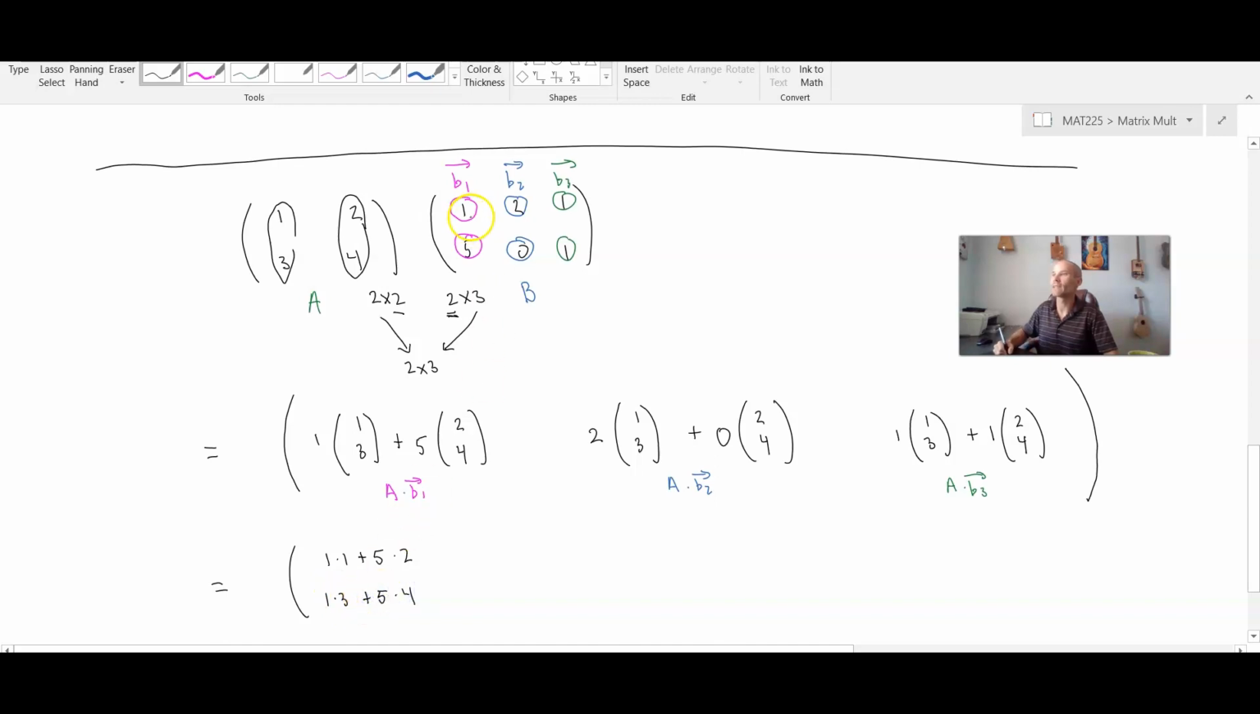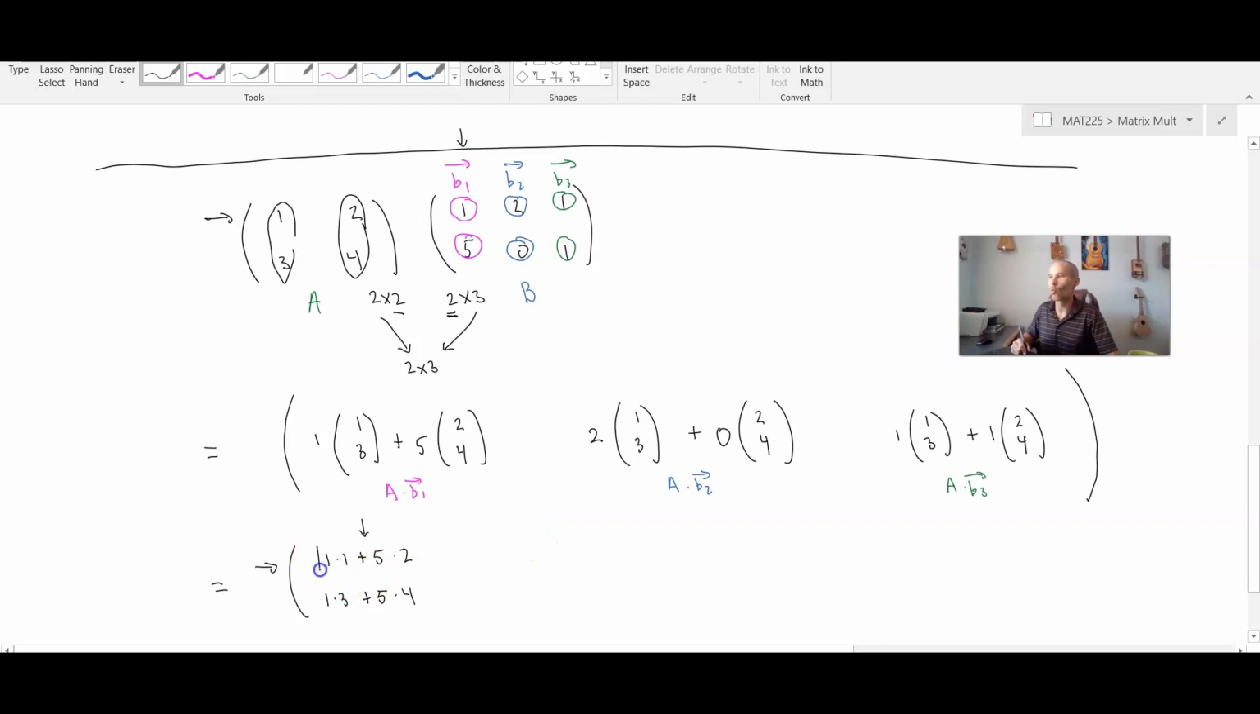The reason I'm writing it like that is just to see that 1 and 5 are going to scale the top and bottom components of these two vectors and then add their result together. So 1 times 1 plus 5 times 2 is going to be the new top element in the first row, first column. So if we're taking the first row here by the first column here, that's going to give us our first row by first column.